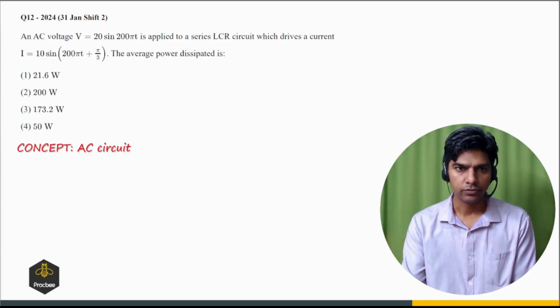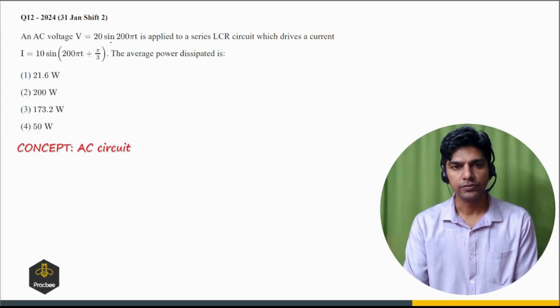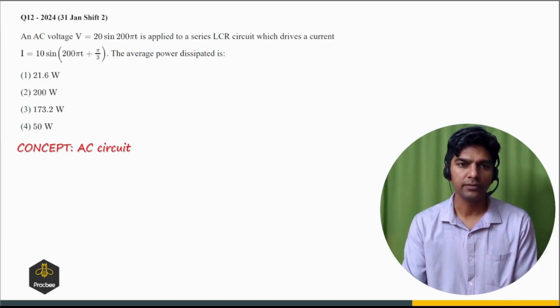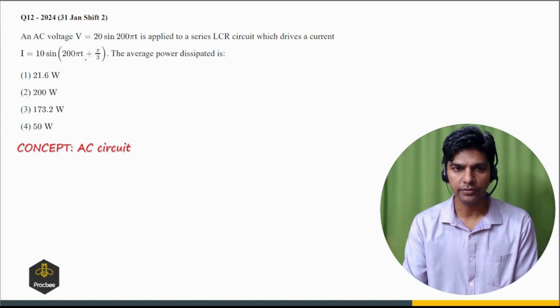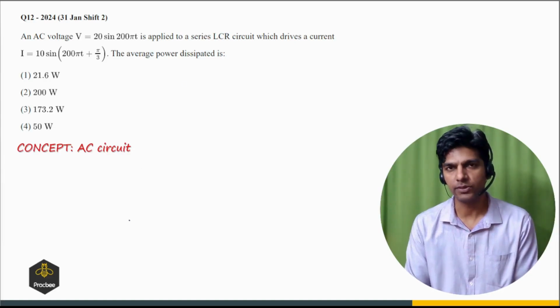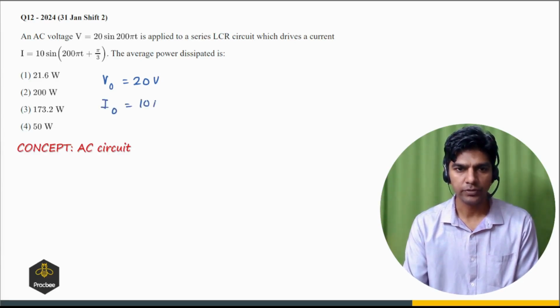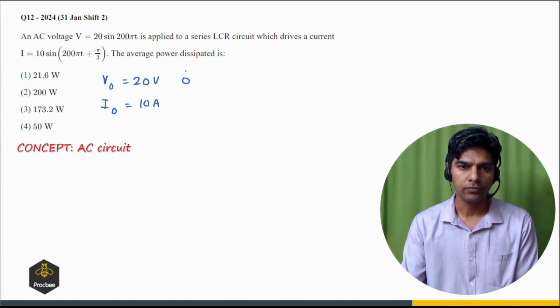Now let us see the next question. An AC voltage which is 20 sine 200 pi t is applied to a series LCR circuit which drives a current of 10 sine (200 pi t plus pi by 3). What is the average power dissipation? So we have V naught, which is 20 volts, I naught is given as 10 ampere, and the phase difference is given as pi by 3.